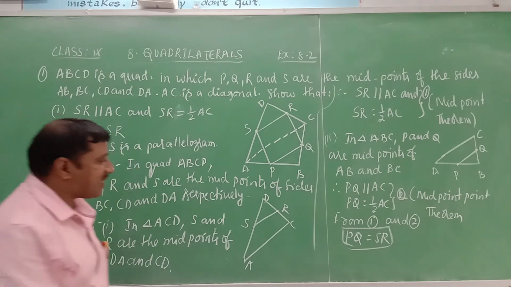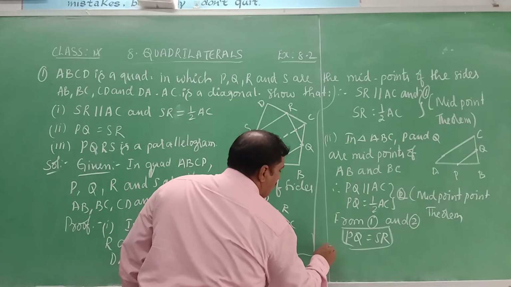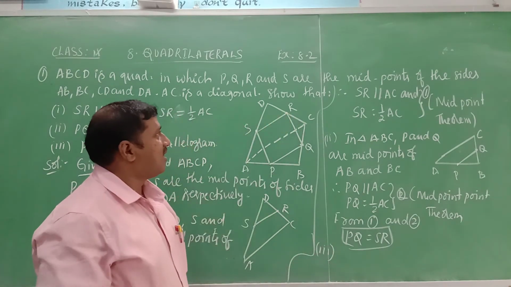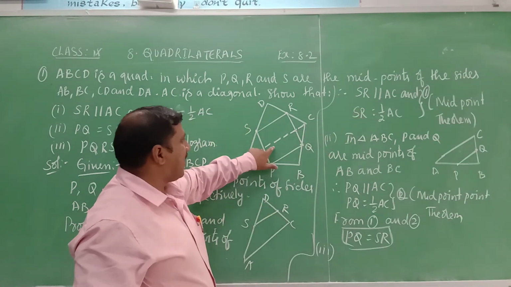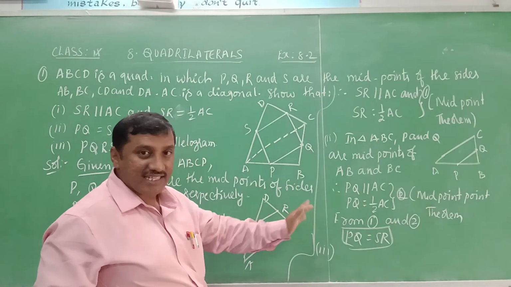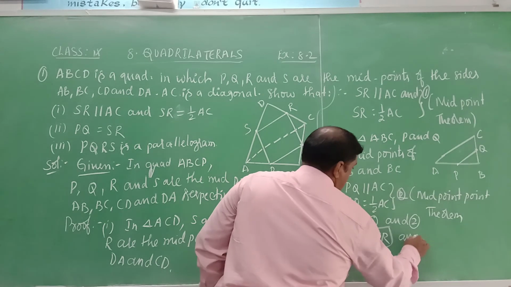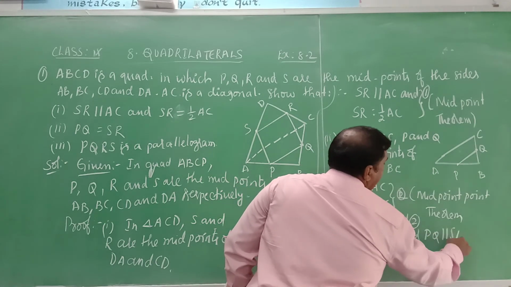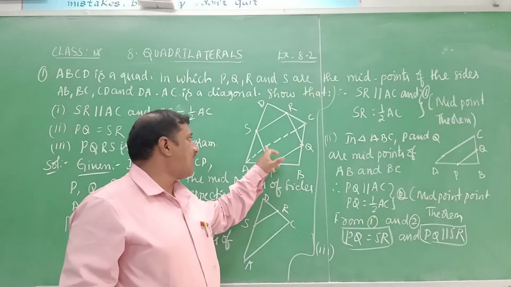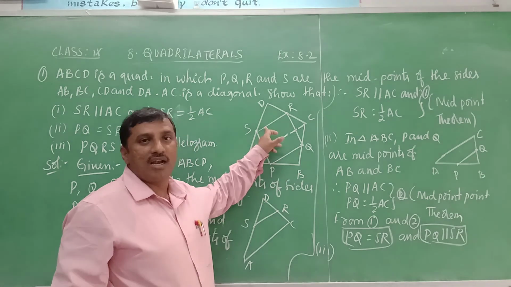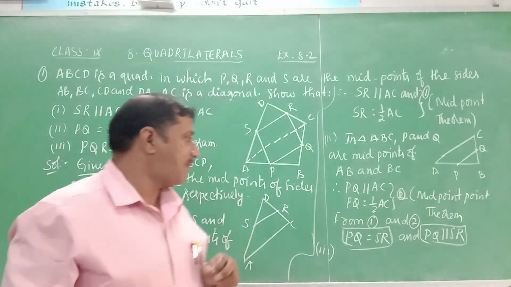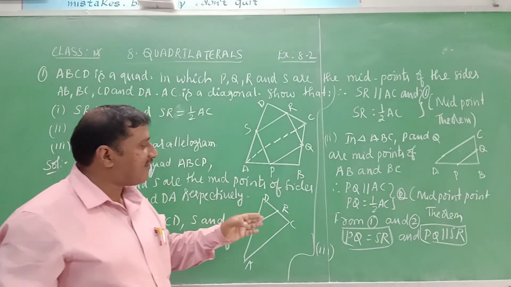Then we have to prove the third one. PQRS is a parallelogram. Now consider this quadrilateral PQRS. See the first equation. SR is parallel to AC and PQ is also parallel to AC. From 1 and 2, what can we get? PQ is equal to SR as well as PQ is parallel to SR, because AC is parallel to two different lines. The line AC is parallel to PQ as well as it is parallel to SR. Two lines parallel to the same line are also parallel to each other. Therefore, PQ is parallel to SR and PQ is equal to SR.